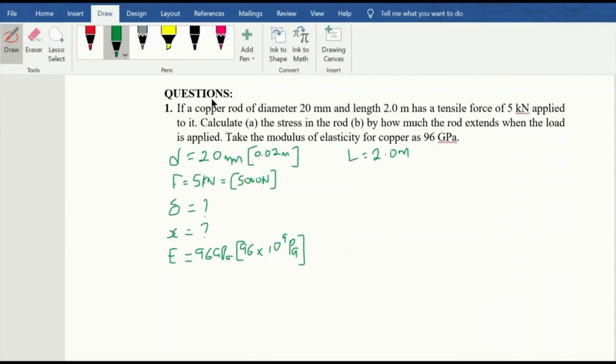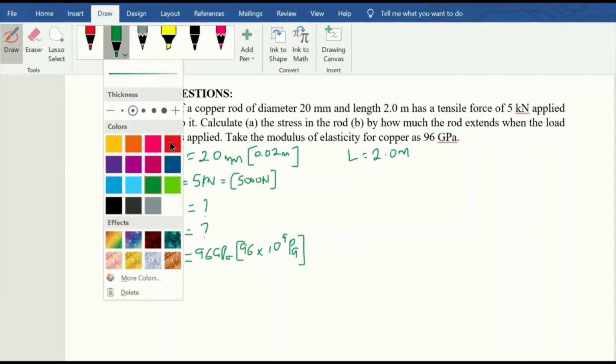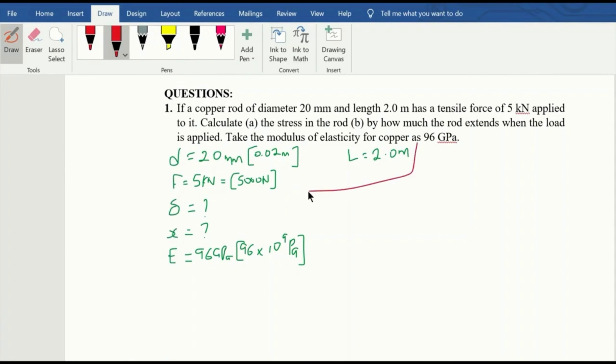Alright, so now we can find our stress. So the first question is A, find the stress. The stress is equal to the force over area. Now my force is known, but the area is not given. I can find the area. I know that area is equal to pi d squared over 4. Now the reason why I'm using this equation is because the rod is in the form of a cylinder. So we use this formula for the area.